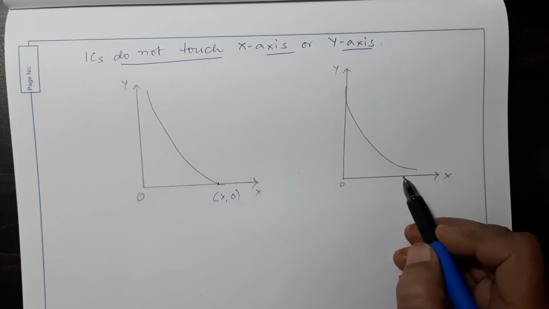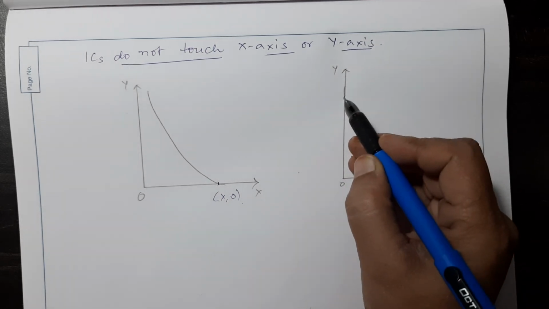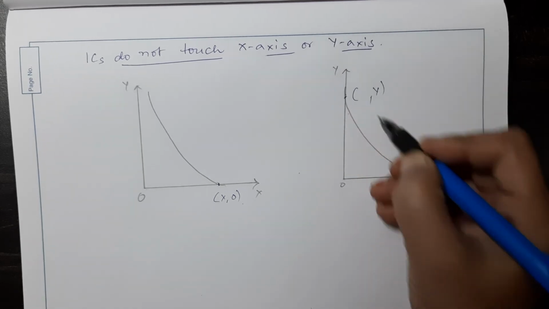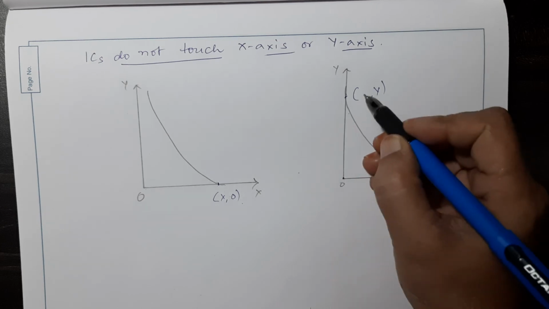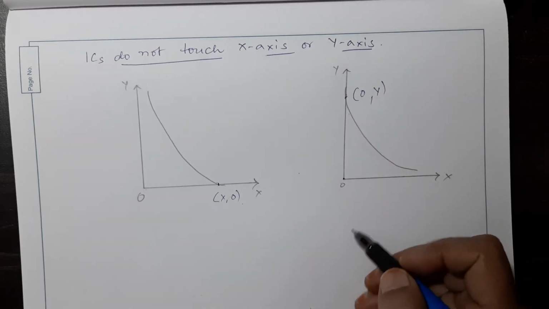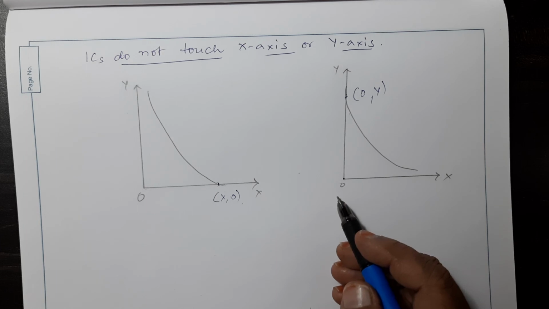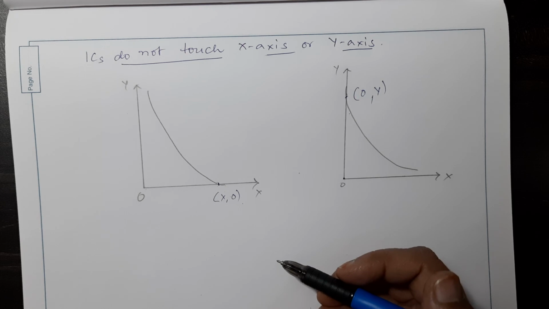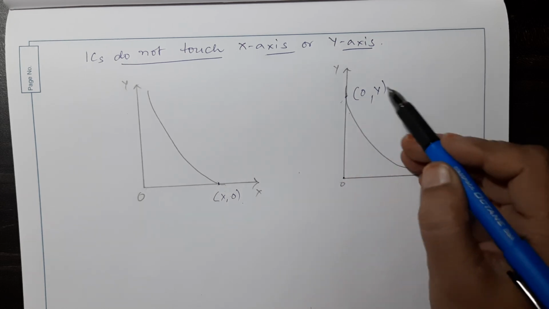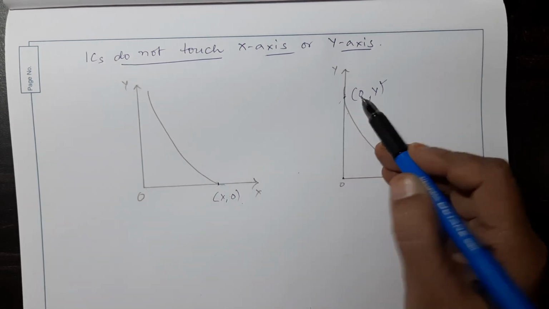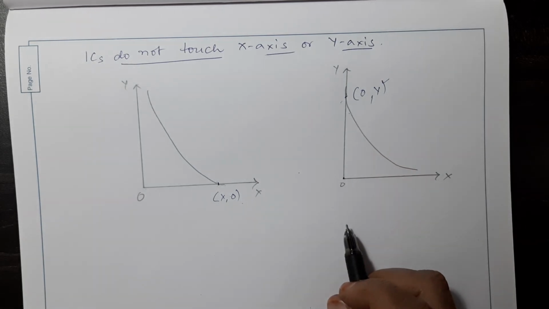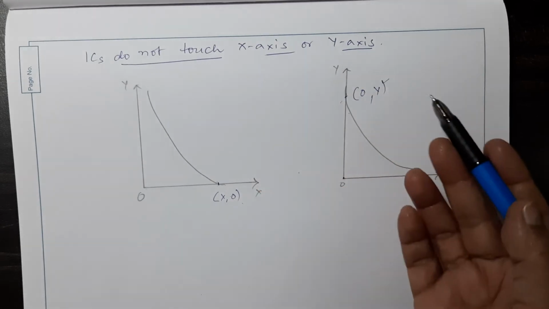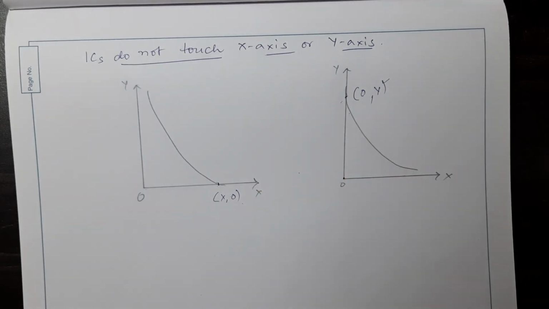Whereas here, when this IC touches the y-axis, it would mean that he is consuming certain units of y, but he is not consuming any of x. So x is 0 over here. Now again, according to the ordinal approach, the consumer should consume 2 goods and both the goods should be substitutable. Now this shows that he is consuming only y and he is not consuming any units of good x. So ICs do not touch the x-axis or y-axis. So those were the properties of indifference curves.